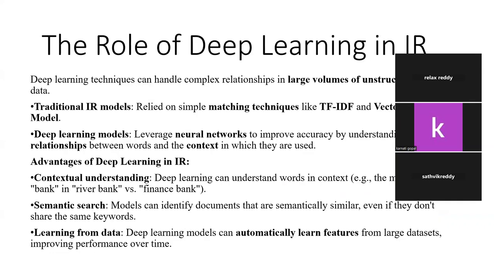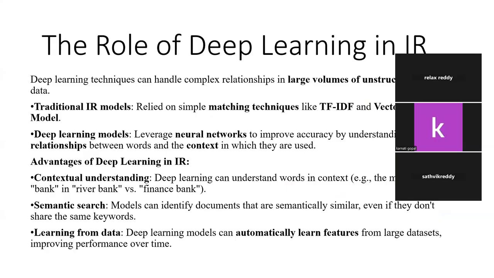Let's see the role of deep learning in information retrieval. Why is deep learning very important for information retrieval? Deep learning has significantly transformed the field of information retrieval by enhancing the ability to understand and process large volumes of unstructured data, text data.